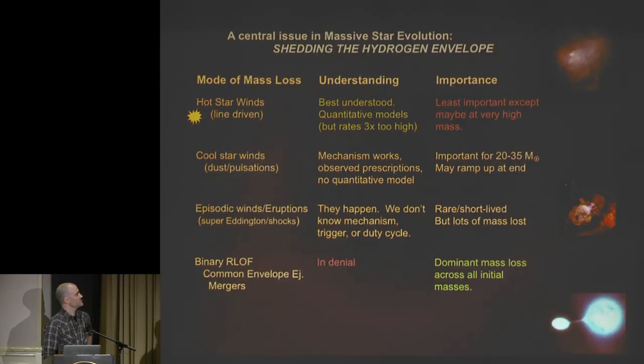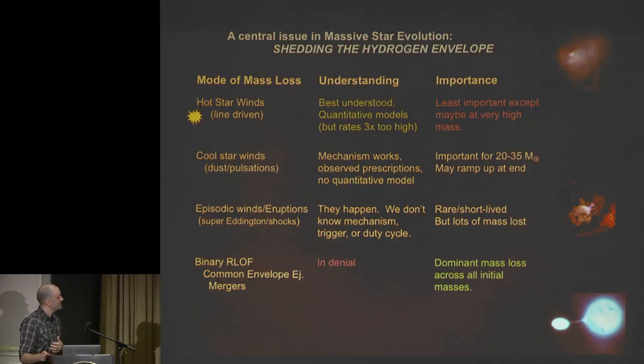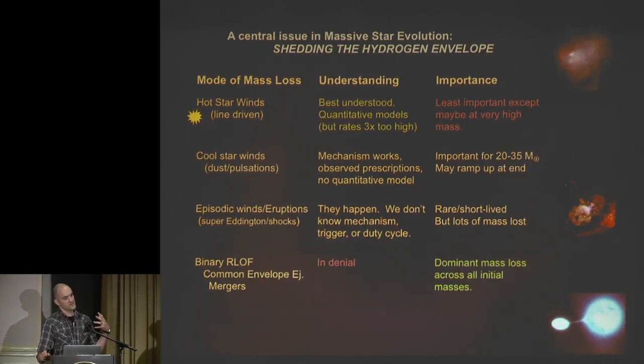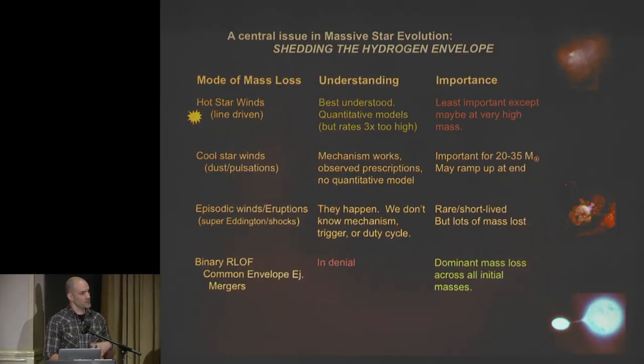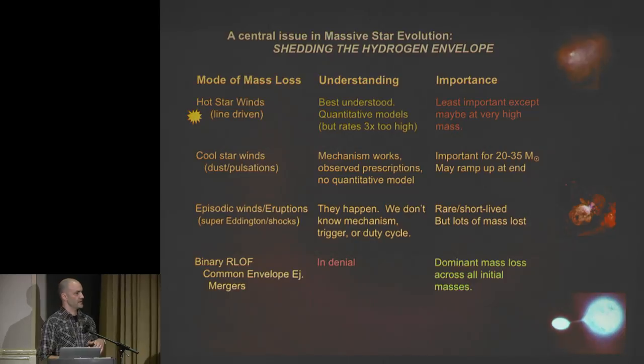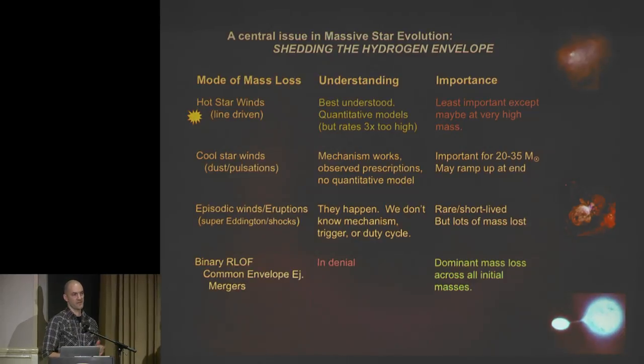I would say, and this is where I'm going to offend a lot of people in my own community of massive star research, it's sort of perverse that the mechanism that is the best developed theoretically and the best understood is the least important. So we have hot star winds, line-driven winds from massive stars, where ultraviolet photons give their momentum to iron atoms and then push material out. And that's a problem that you can investigate, and we have had a lot of attention devoted to this over the past three decades. And we have a pretty well-developed quantitative theory about predicting mass loss rates.